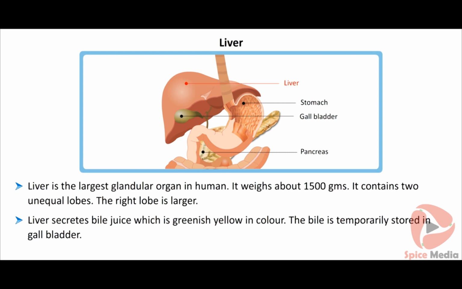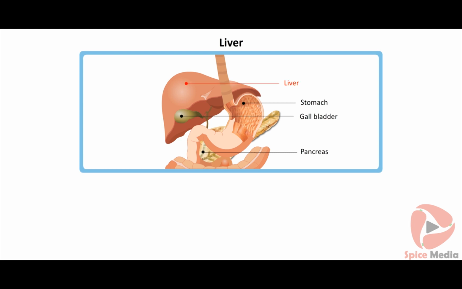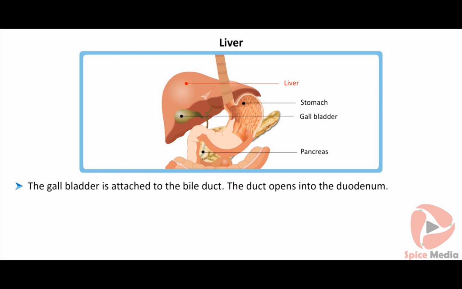Liver is the largest glandular organ in humans. It weighs about 1,500 grams. It contains two unequal lobes. The right lobe is larger.